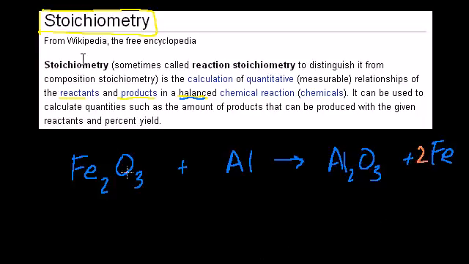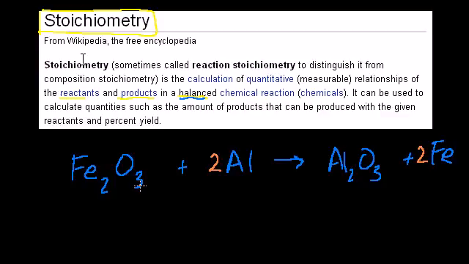All right. Oxygen, we have 3 on this side, and we have 3 oxygens on that side. That looks good. Aluminum, on the left-hand side, we only have 1 aluminum atom. On the right-hand side, we have 2 aluminum atoms. So we have to put a 2 here. And we have balanced this equation. So now we're ready to do some stoichiometry.